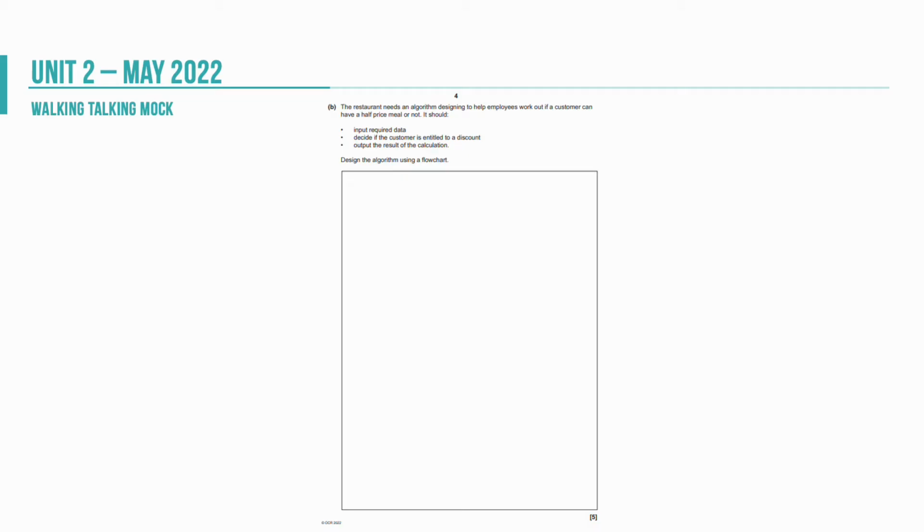We're then on to the first of our algorithm questions. When we're talking around algorithms, we can draw a flow diagram or OCR reference language unless they specifically tell us which one to use. Here it does quite clearly say we need to design the algorithm using a flowchart. So the restaurant needs an algorithm to help employees work out if a customer can have a half-price meal or not. It should input the required data, decide if the customer is entitled to a discount, and output the results of the calculation. We've got 2 issues here.